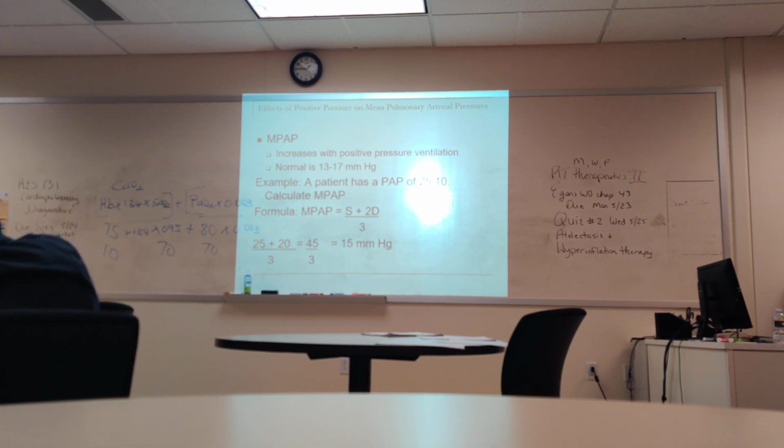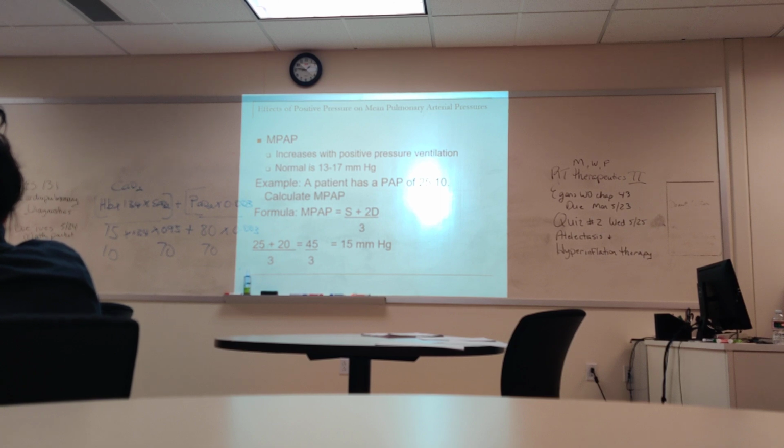13 to 17 is the normal range of the mean pulmonary arterial pressure. Like I said on the exam, if I'm given 18, 19, well, that will be fine. If I'm given 12, 11, that will be fine. But if I'm given 25, that will not be fine. If I'm given 9, that will not be fine. So just pick anything that is very close to what you know to be normal.